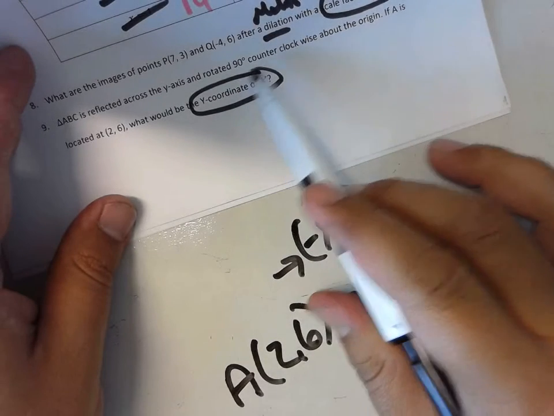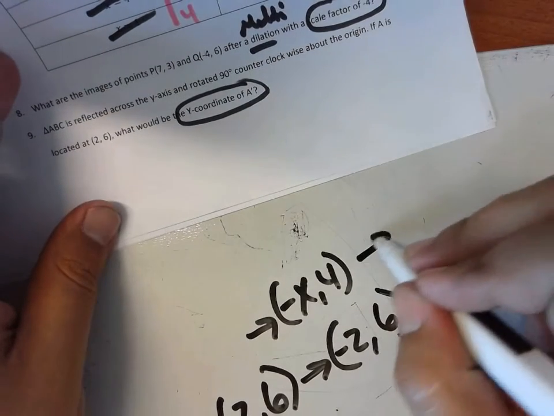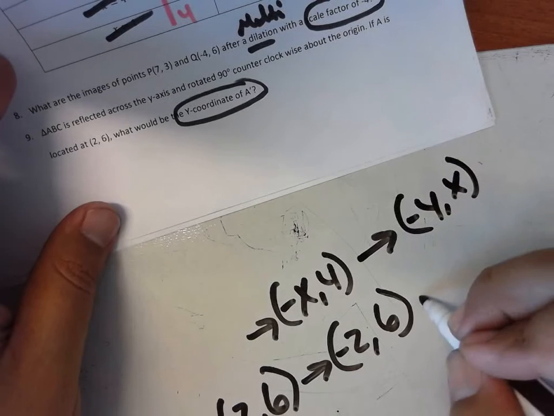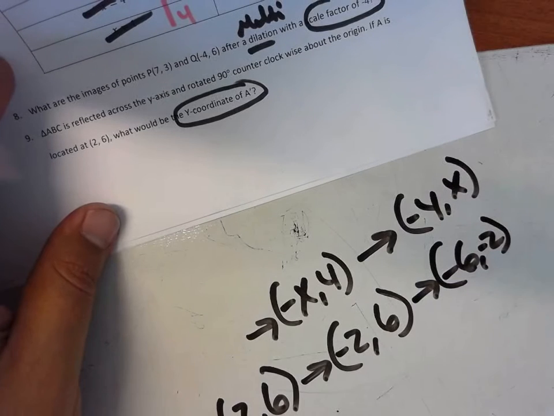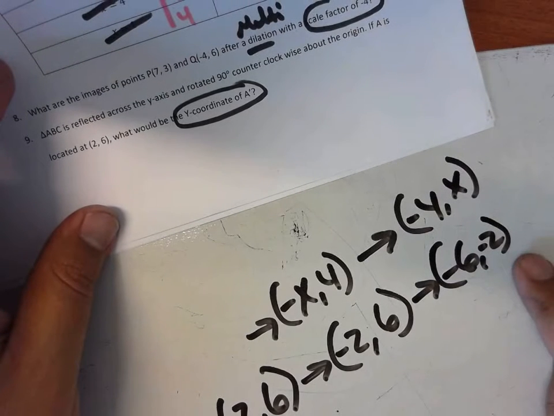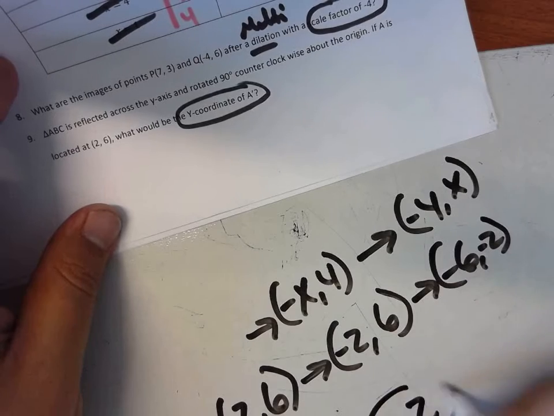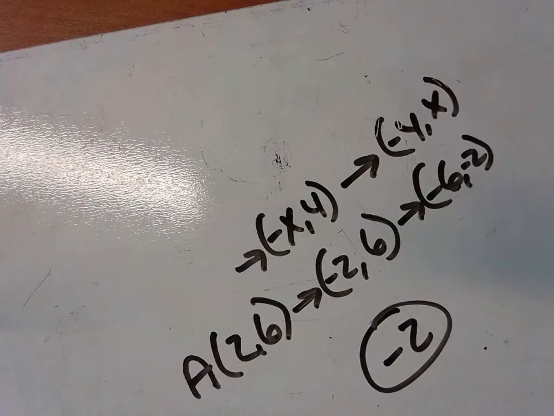Then it says rotated counterclockwise about the origin. Counterclockwise is -y, x. So it becomes -6, -2. If you type in this, you're wrong. It's not what it asks for. It asks for the y-coordinate. That's all they want. -2. That's the only thing they want. The y-coordinate. Nothing more, nothing less.